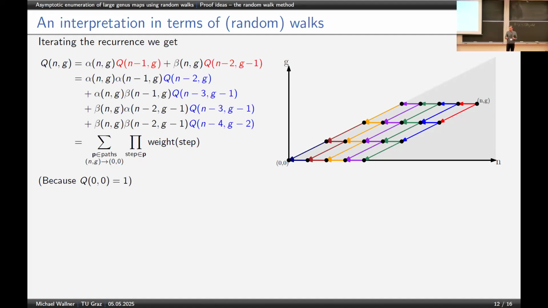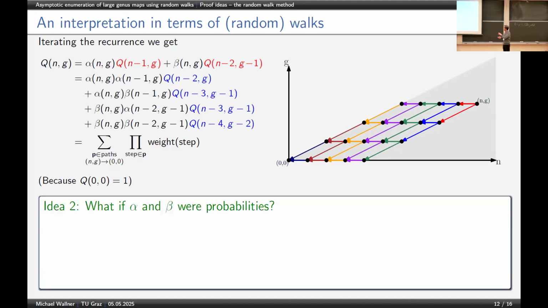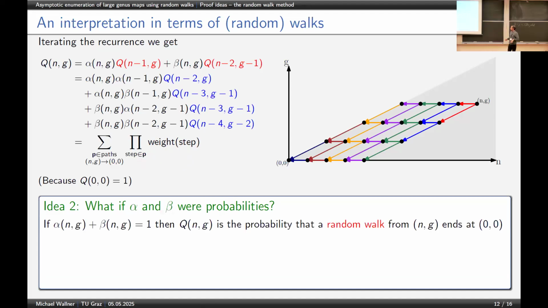And now the idea is, what if this is really a random walk in the sense that alpha and beta are probabilities? They're positive, that's fine, this is how we designed it. But what does that mean? Assume that alpha and beta at each step sum up to 1. So at each step, with a certain probability it goes here, with a certain probability it goes there. This is a random walk. And then Qnj is nothing else than the probability that if we start at ng, we end at 0, 0. This is of course the case if they were really probabilities.